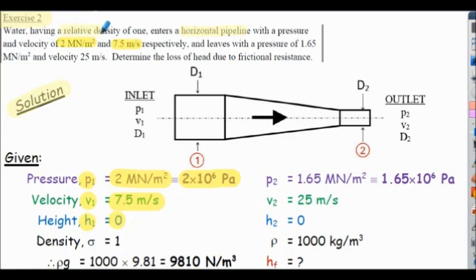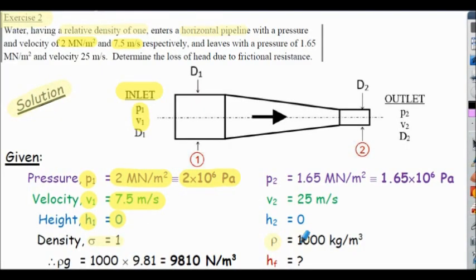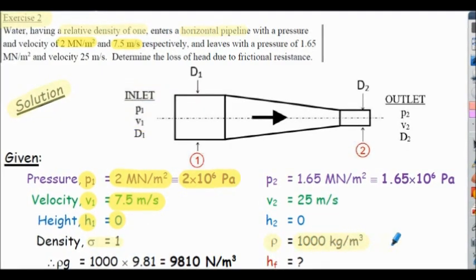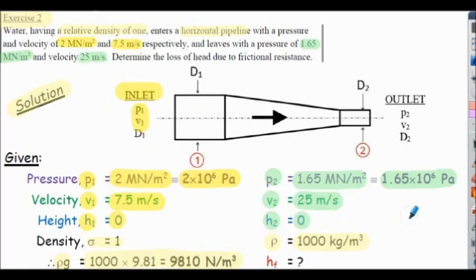Note, water has the relative density of 1, stated in the question here, so that's my lowercase sigma equals 1 for relative density. So our mass density would be 1000 kilograms per meter cubed, from our previous work converting from relative density to mass density. And again, for later convenience, I've worked out the specific weight, which is 9,810 newtons per meter cubed. So that's my inlet properties, P1, V1. On the outlet, P2 is 1.65 meganewtons per meter squared, or 1.65 times 10 to the 6 pascals. The outlet velocity, V2, is given as 25 meters per second, and of course H2 is 0 because it's a horizontal pipe.